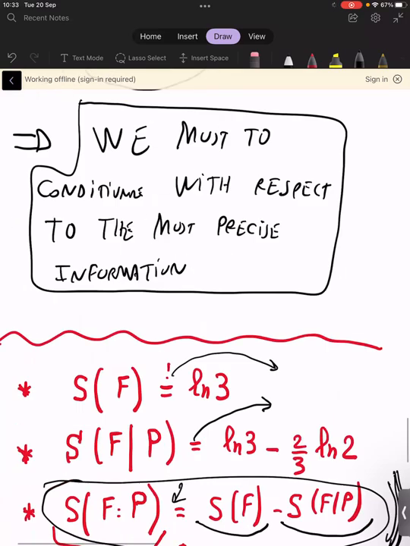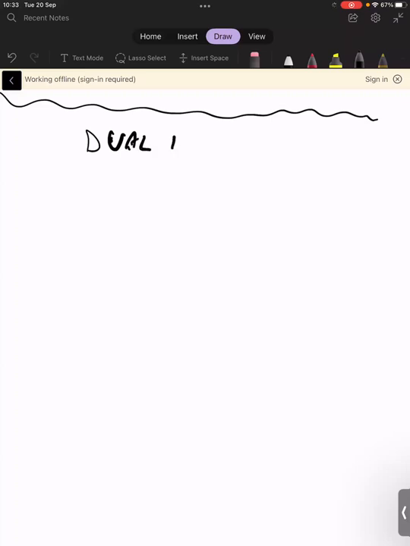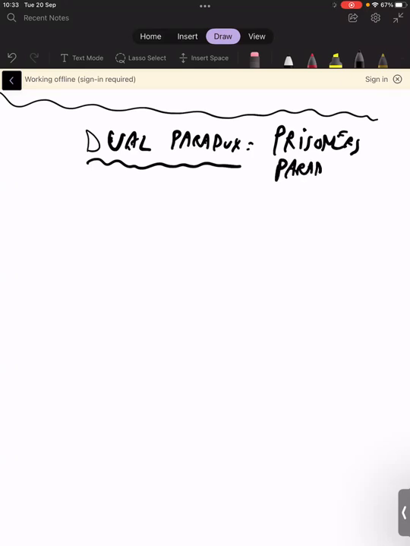Okay. So now I will just speak for two minutes of the dual paradox, which is called the prisoner paradox. Just in order to interest you, I will change the context of the prisoner in a maybe more modern context.